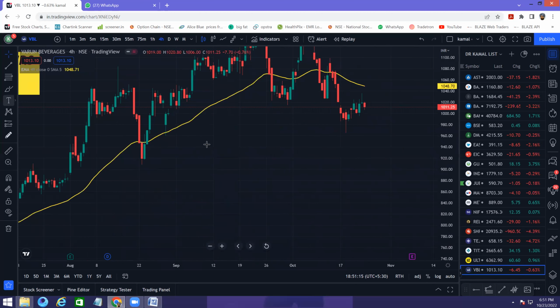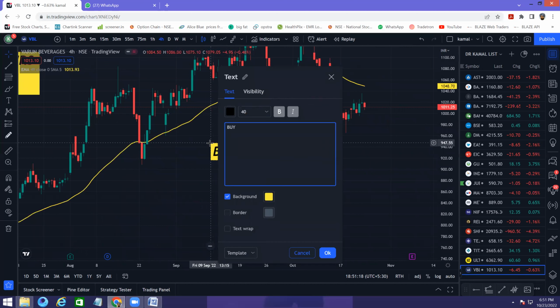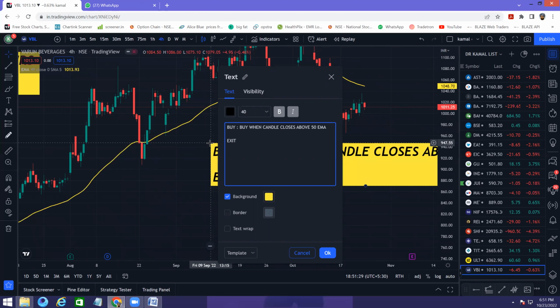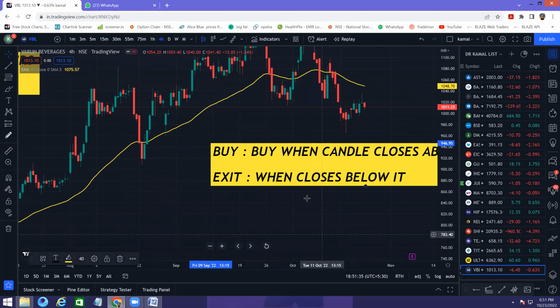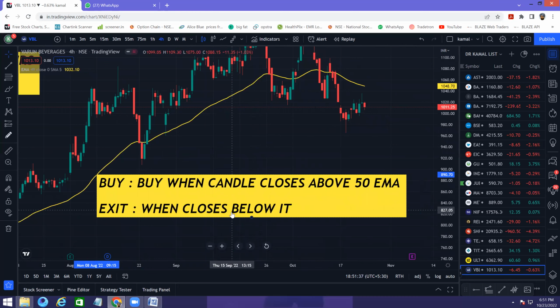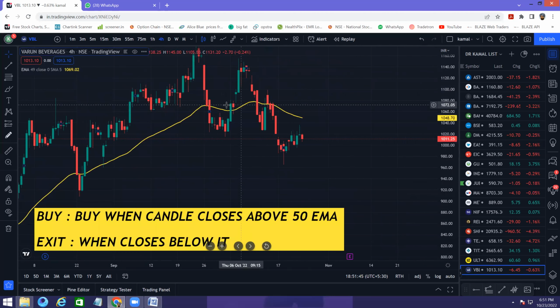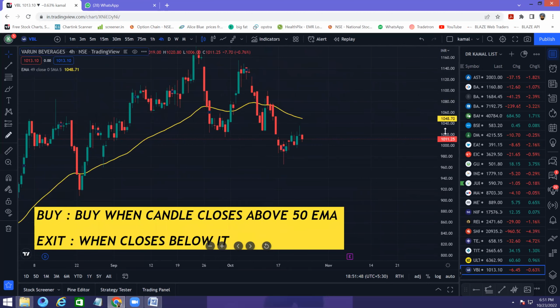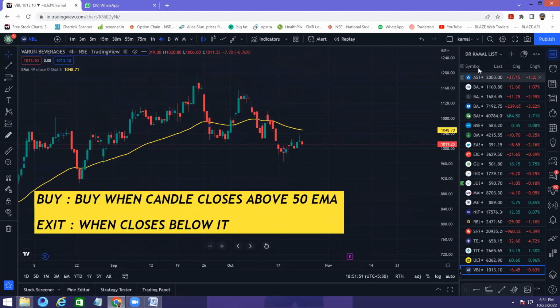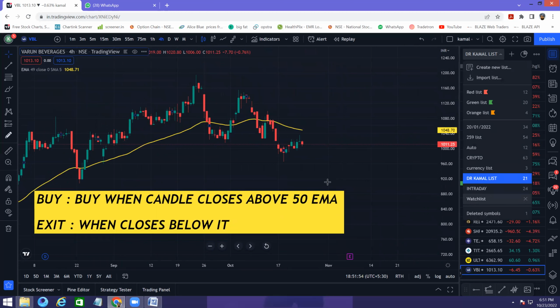The rules are very simple. Buy when a candle closes above the 50 EMA, exit when it closes below it. This is the simple rule. I have already shown you: you buy here, you exit here, and you will make money. Now you had a buy here and you almost got cost to cost. You just exited. Now let's see a few stocks where we can do it.